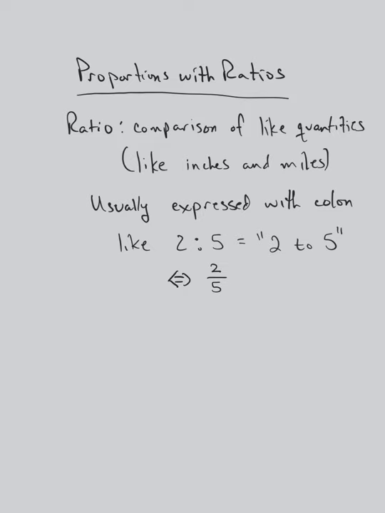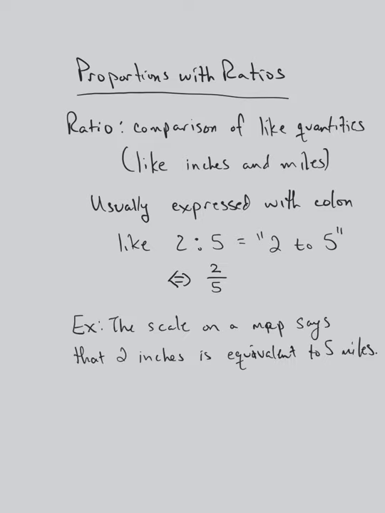So let's look at an example now. Let's look at this example right here. We have a map, and on a map there's something called the scale, and that allows you to measure distances on the map and then convert them into actual distances, so you have an idea about how far you need to travel. So the scale on a map says that 2 inches is equivalent to 5 miles. Now we don't have a problem to solve yet. I'm just showing you the idea of this ratio.